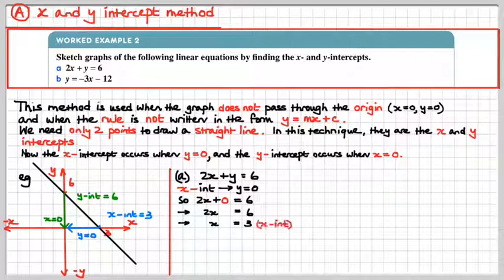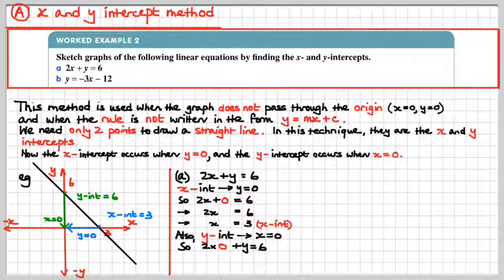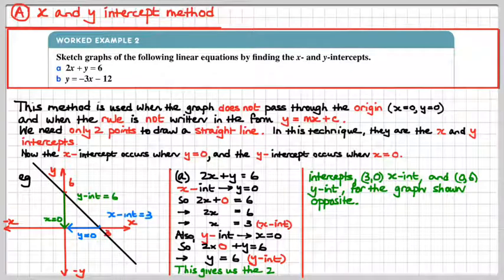The y-intercept occurs when x equals 0, and therefore we substitute x is 0 into the equation, and we get y equals 6. So that must be the y-intercept, and this gives us the 2 intercepts. Now, putting them as coordinates, x comma y, the x-intercept occurs where y is 0, so it's 3 comma 0 for the x-intercept, and 0 comma 6 for the y-intercept.